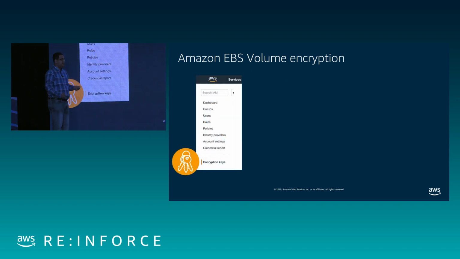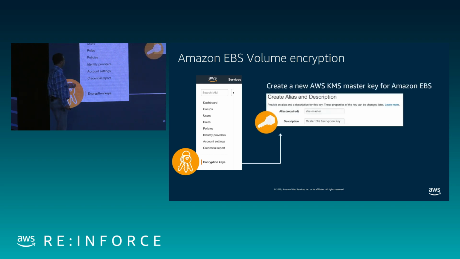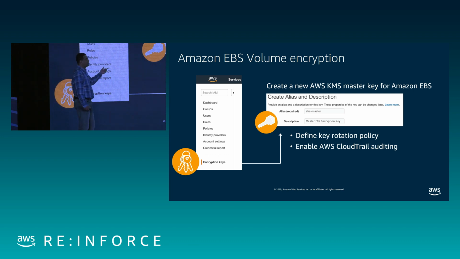To create the master key, you go to the KMS console. In that, you create a KMS master key for your EBS account, right? And I'll show you an example of how that gets done. There, you get to define your key rotation policy. You should enable CloudTrail auditing, how the key gets used, what the logging around that key is.